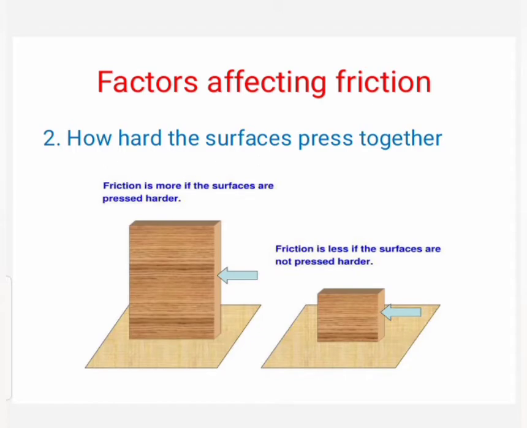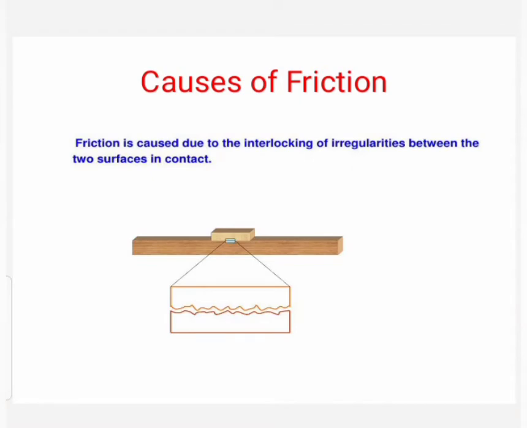Second factor. How hard the surfaces press together. Friction is more if the surfaces are pressed harder. Friction is less if the surfaces are not pressed harder. What are the causes of friction? Friction is caused due to the interlocking of irregularities between the two surfaces in contact.